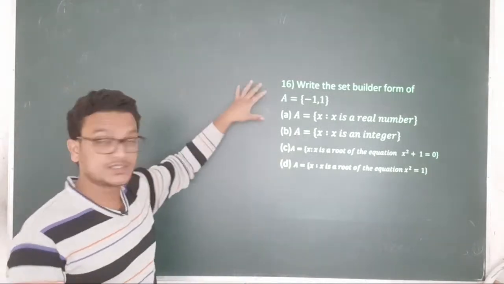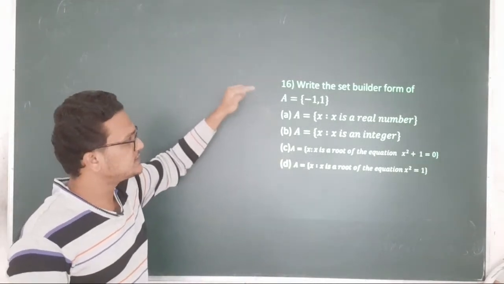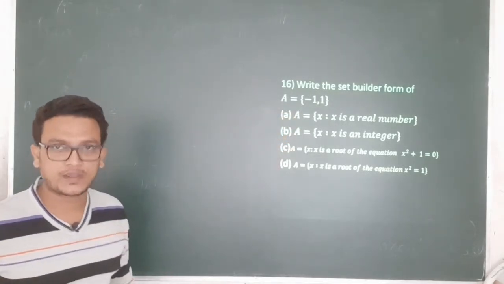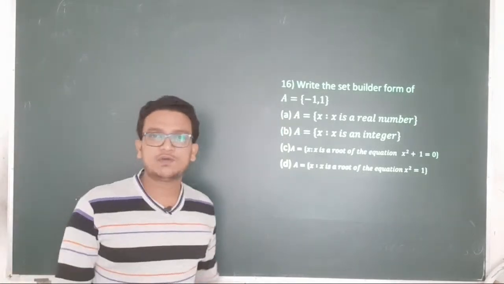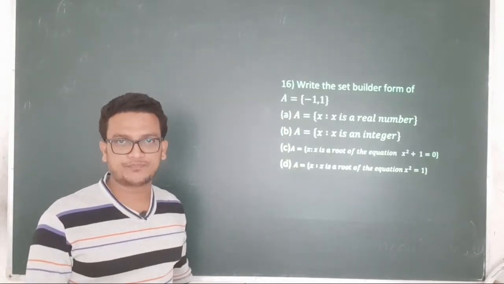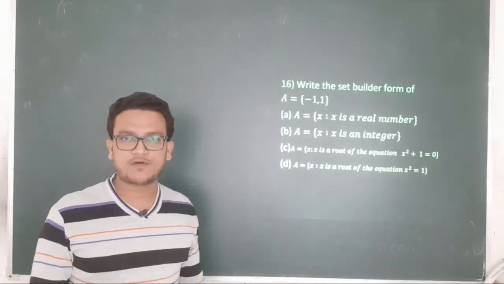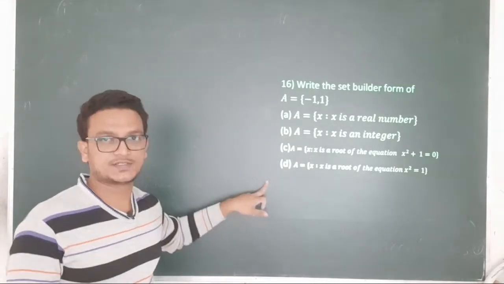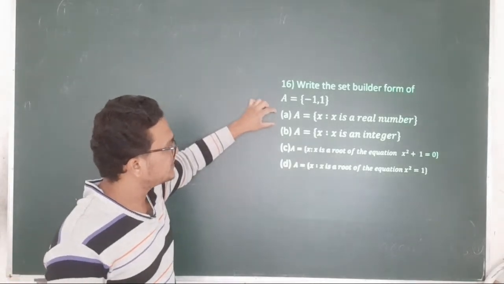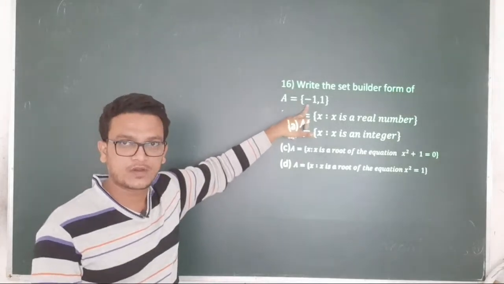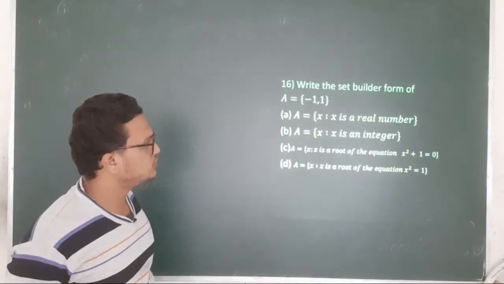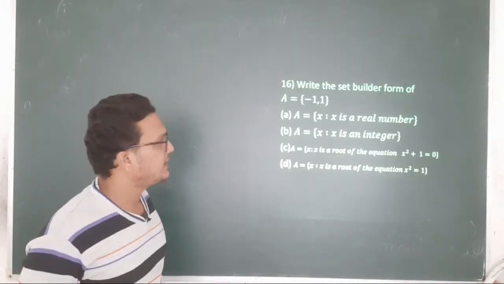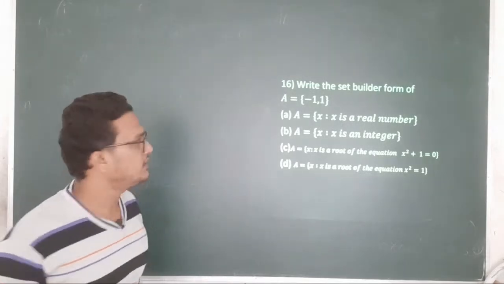What is this question? Write the set builder form of A equals {-1, 1}. Your set A is given in which form? It is in roster form. So you have to write its set builder form, meaning the statement form. You have to go on checking these options, whether each option gives these elements or not. Now see, option A: set of all x such that x is a real number.